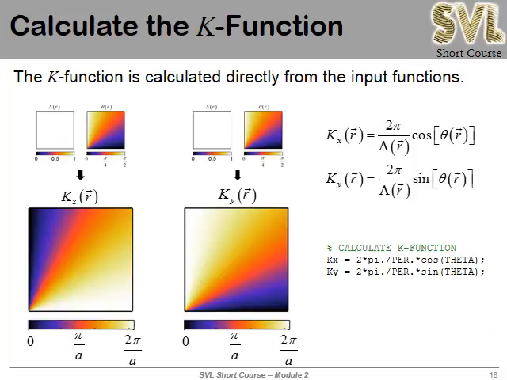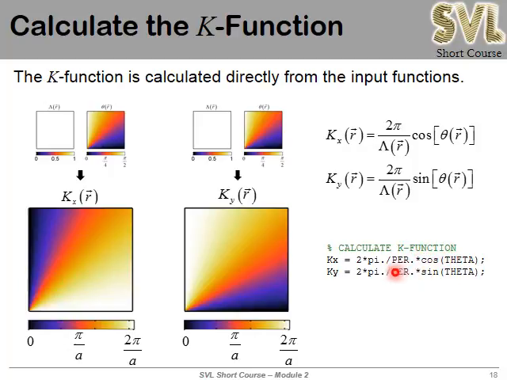Now that we have these period and theta functions, in just 2 lines of MATLAB code, we can calculate the x and y components of k. So this is calculating our k function. Remember how this is defined. Our x component of the grating vector function is 2 pi over the period times cosine of theta. So that's exactly what we have here: 2 pi divided by the period times cosine theta.